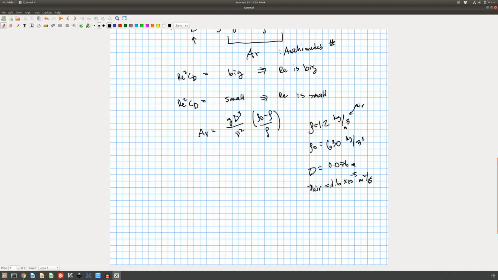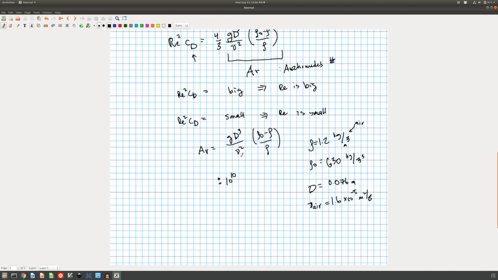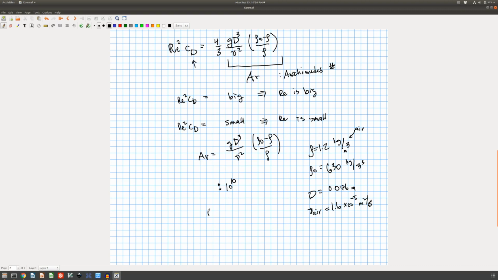Without even doing the calculation, you can see that I have something that's 10 to the minus 5 in the denominator here, and that's going to dominate. This rho 0 over rho is going to be around 600, but this is a small number. And at the end of the day, this is going to be order 10 to the 10, which means Reynolds number squared is on the order of 10 to the 10, which means that Reynolds number is on the order of 10 to the 5, which is exactly what we found in class.